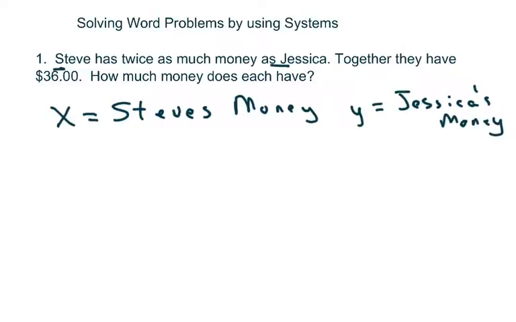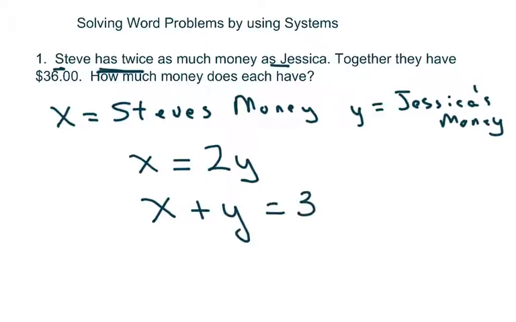So Steve's money, which is X, has, that means equals, twice Jessica's, so 2 times Y. Together, it means we add them together. Steve's money plus Jessica's equals 36.